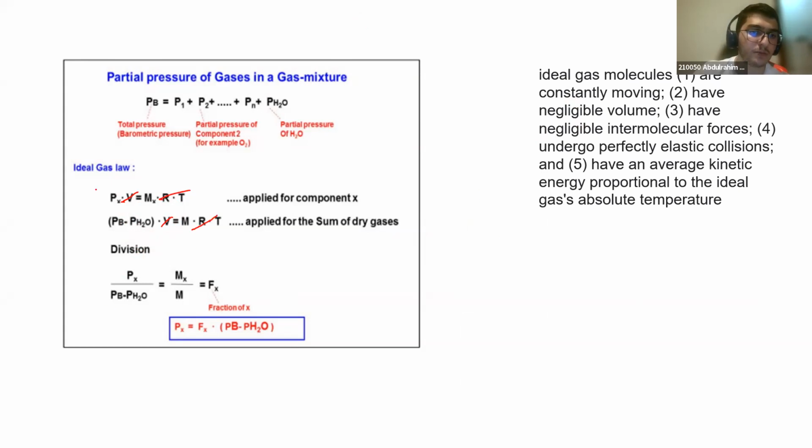And we ended up with Px over Pb minus PH2O equals nx over n. So nx is the amount of substance X divided by the total amount of substance. So this is the fraction of X. Then he solved the equation for Px. So simply he just took this one to here. He multiplied both sides with Pb minus PH2O, and he came up with this equation. And from this side, you just have to know this equation.